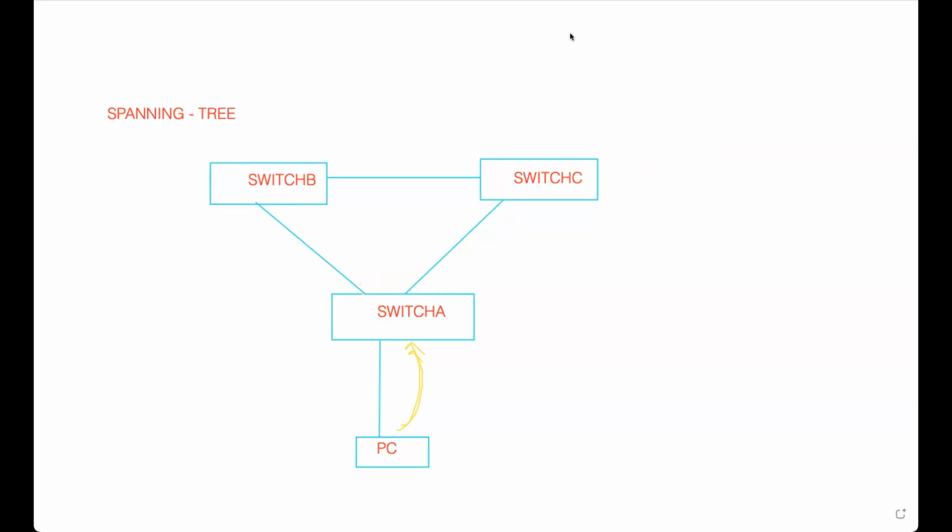Okay, someone told backup link and the shorter path. Can you elaborate on that? So we have to check the cost of each path, and which is the lowest cost. That will be the main connection for the communication, and the other link would be a backup.